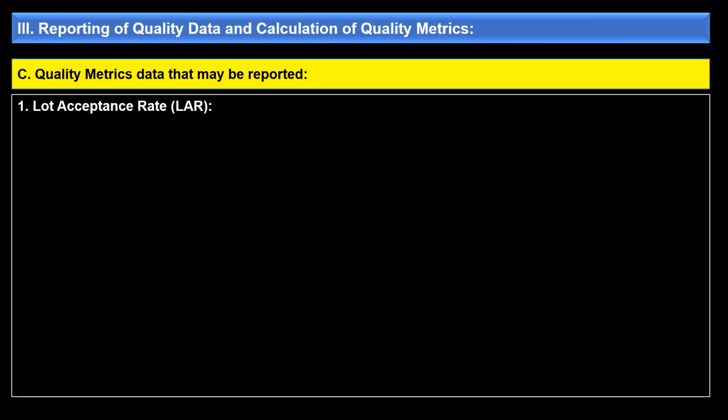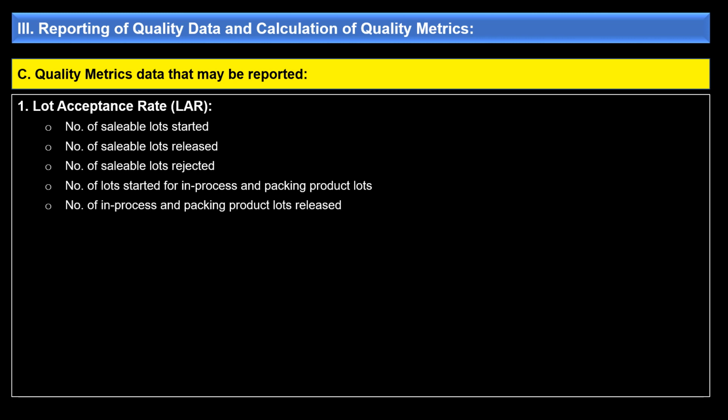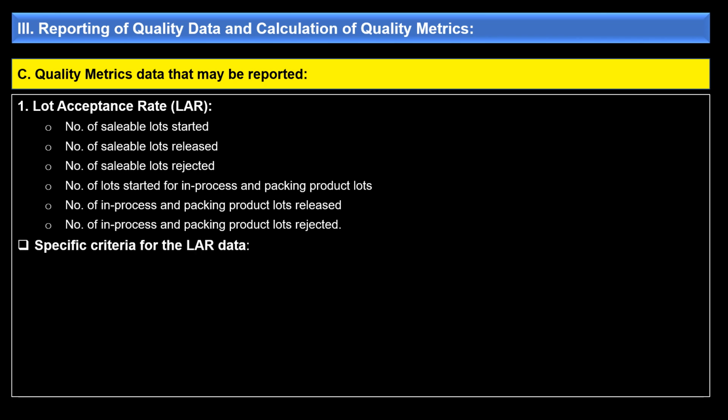Continuing with the quality matrix data that may be reported, the first point, that is the manufacturing performance, is the lot acceptance rate. So the important points to consider for the lot acceptance rate include number of saleable lots started, number of saleable lots released, number of saleable lots rejected. And it also includes number of lots started for in-process and packing product lots, number of in-process and packing product lots released, number of in-process and packing product lots rejected.